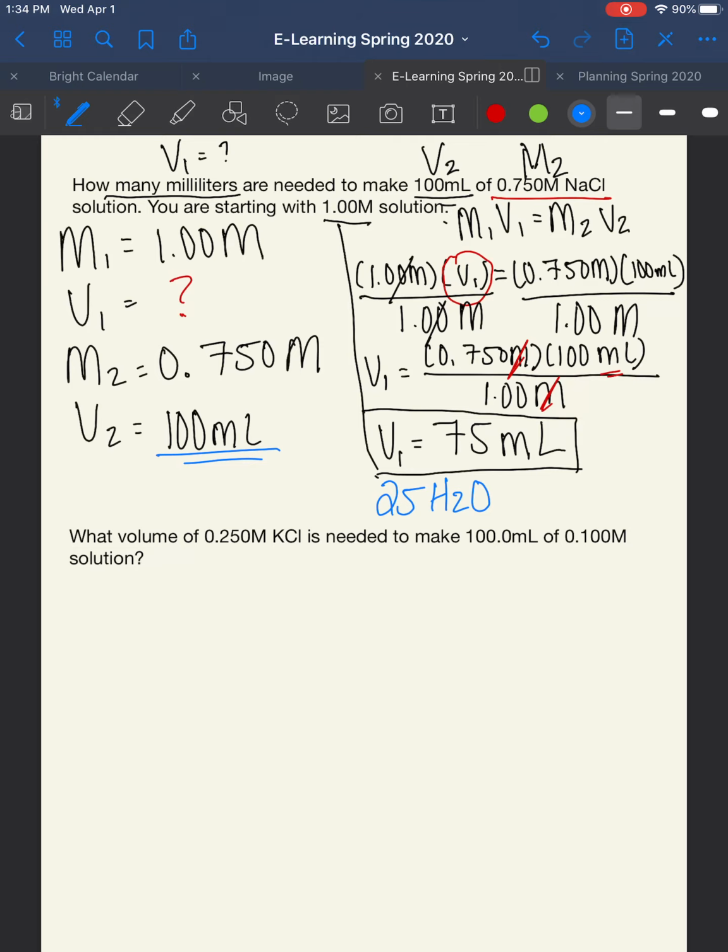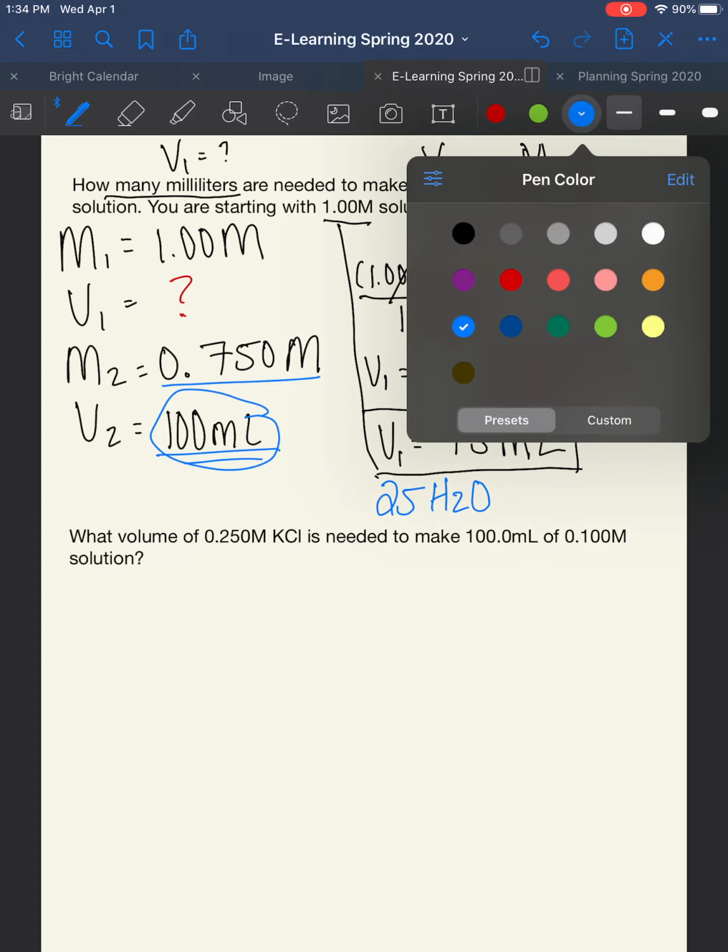So I need 75 mLs of my starting solution. To that, I'm adding 25 mLs of water to end up with 100 mLs as my final volume. And once I do that, my final molarity, my final concentration, will be the 0.75 molar. Okay, so that's my first example. Let me go on to my second example, students.